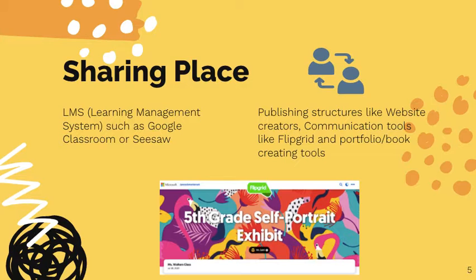So there are a variety of options out there that they can use to capture their work and share it both with the teacher but also with peers, and it could even be shared out with family through a school website or something like that.